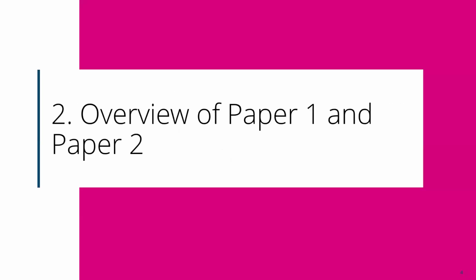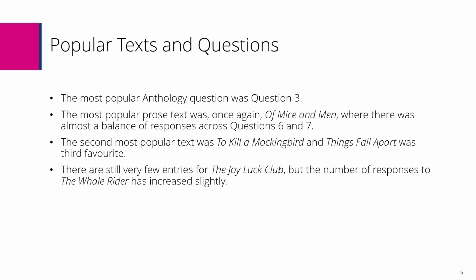So a quick overview of paper 1 and paper 2. We're going to be looking at the popular texts and questions. The most popular anthology question was question 3, which was: compare the ways the writers present being alone in 2:30 and one other poem from the anthology. The most popular prose text was, again, Of Mice and Men. There was pretty much a balance across those 2 questions. Obviously, students choose one of the 2 questions.